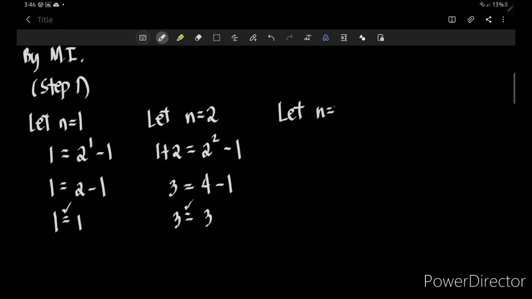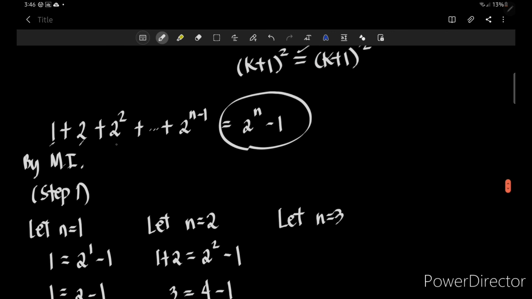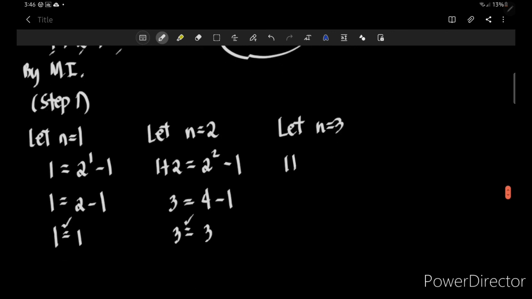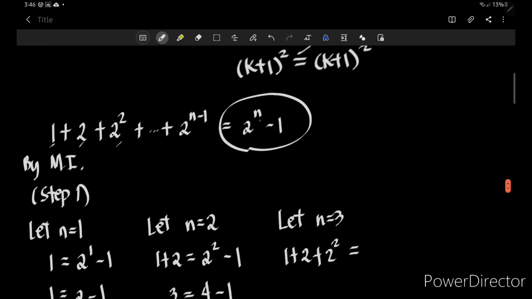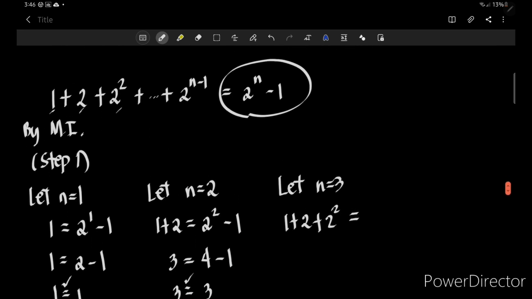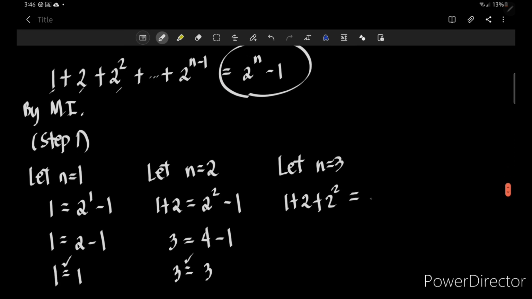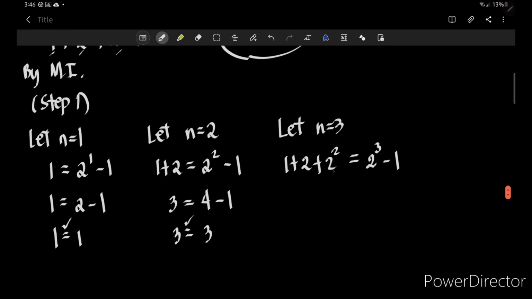If n is 3, kailangan lang natin ng tatlong terms. So we have 1 plus 2 plus 2 squared equal, palitan mo lang ng 3 yung n, we have 2 raised to 3 minus 1. Left side, simplify. We have 2 squared, which is 4, plus 2, 6, plus 1, 7. Okay. On the right side, we have 2 cubed, which is 8, minus 1. And ito na, 7 is just equal to 7. And that is also true for n is equal to 3.